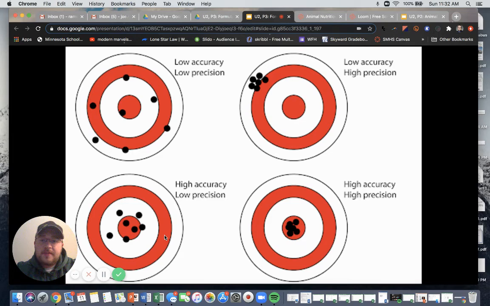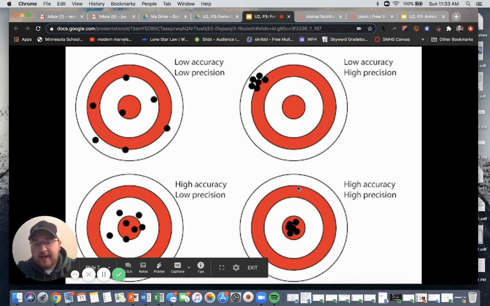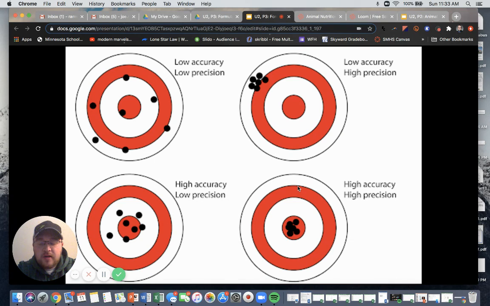Then this diagram is something we saw to compare and contrast wet chemistry and NIR. Hopefully you remember the difference between accuracy and precision. Accuracy is getting close to the bullseye, and precision is making sure that your data points are close together. The goal is this lower right-hand target where everything is in the bullseye, but that's not often what we end up getting when we do nutrient analysis. So we need to do a lot of different samples to make sure that we are getting as accurate and precise results as possible.